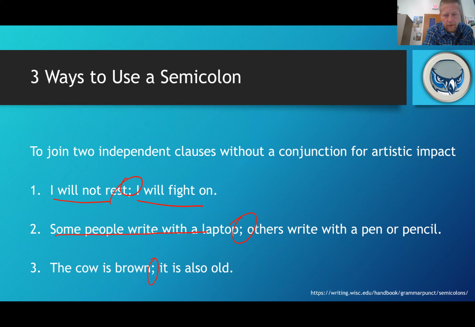Some people write with a laptop is a complete sentence. Others write with a pencil is a complete sentence. The cow is brown is a complete sentence. It is also old is a complete sentence. If you're trying to connect two incomplete sentences or one complete sentence to an incomplete sentence, you cannot use a semicolon. A semicolon can only be used to connect two independent clauses, two complete sentences.